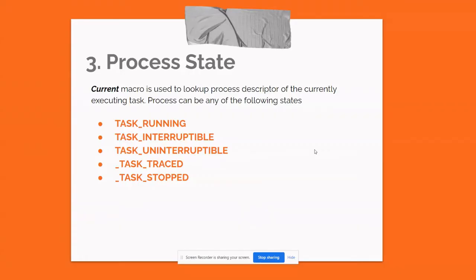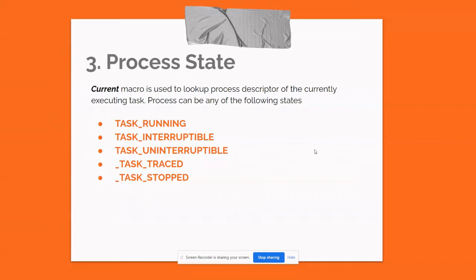A process can be in different states: TASK_RUNNING, TASK_INTERRUPTIBLE, TASK_UNINTERRUPTIBLE, TASK_TRACED, and TASK_STOPPED. TASK_RUNNING is the normal state of a process, where it is either running or on a run queue waiting to run. This is the only possible state for a process executing in user space. It can also apply to a process currently running in kernel space.